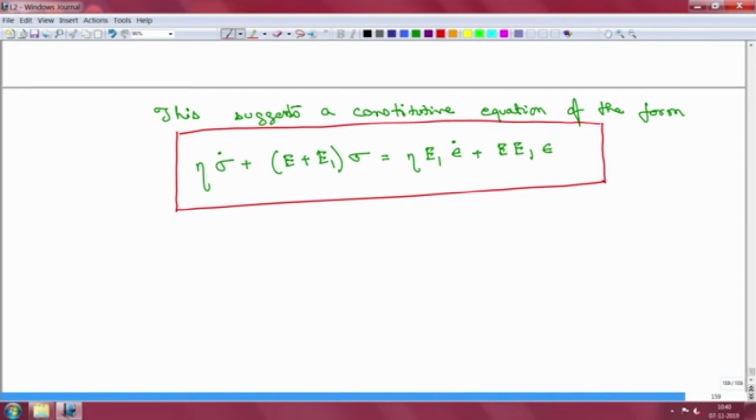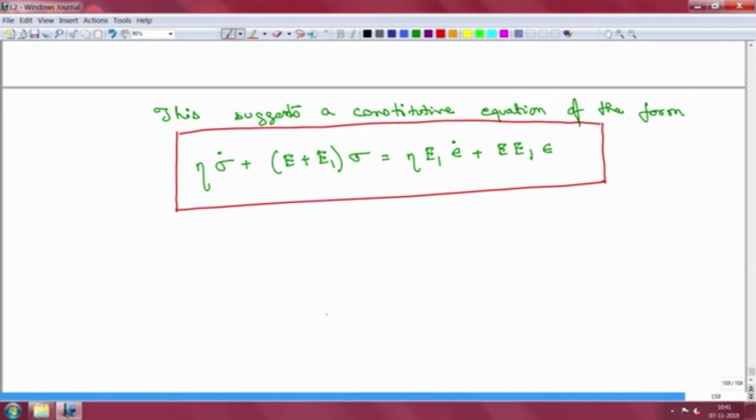Now, the important thing I want you to note here is that this is again a linear ODE, and the linear ODE has the derivative of stress and the stress itself on the left hand side, and on the right hand side you again have a derivative of the strain and the strain itself. And this is exactly in the same form that we had the other expression.